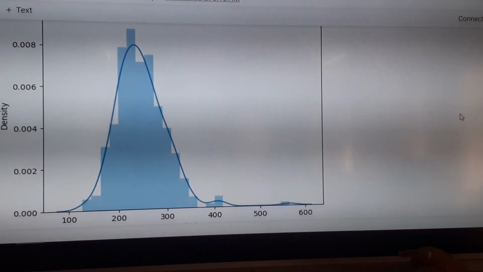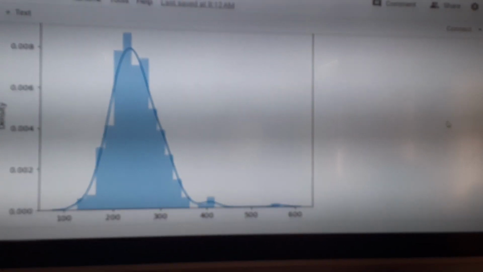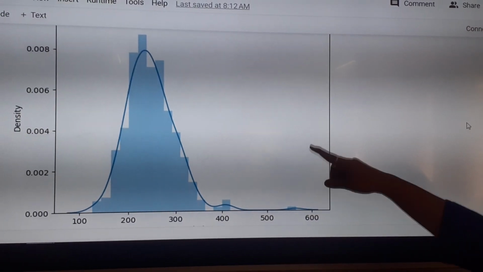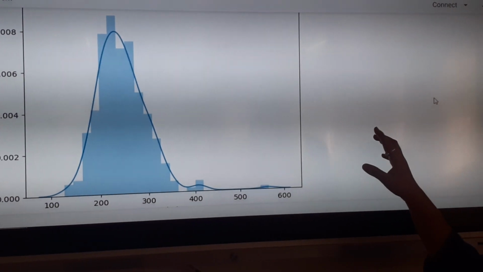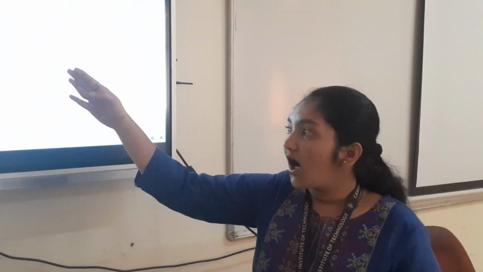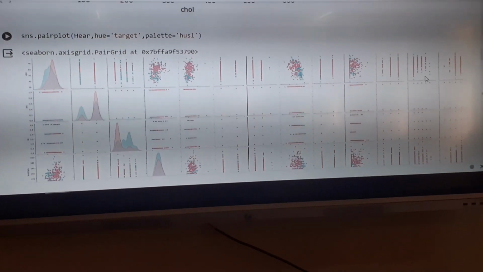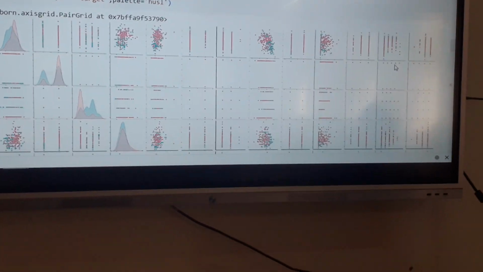Because the values are given in discrete, like just the columns, you will not be able to understand or analyze anything from it. So that curve indicates a smooth continuous distribution. With the help of that you can find out the peak and how the symmetry goes on. Next we have used pair plot.